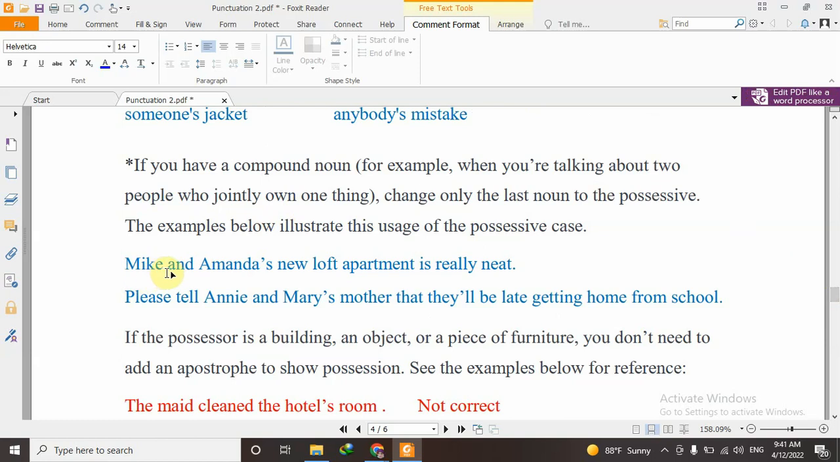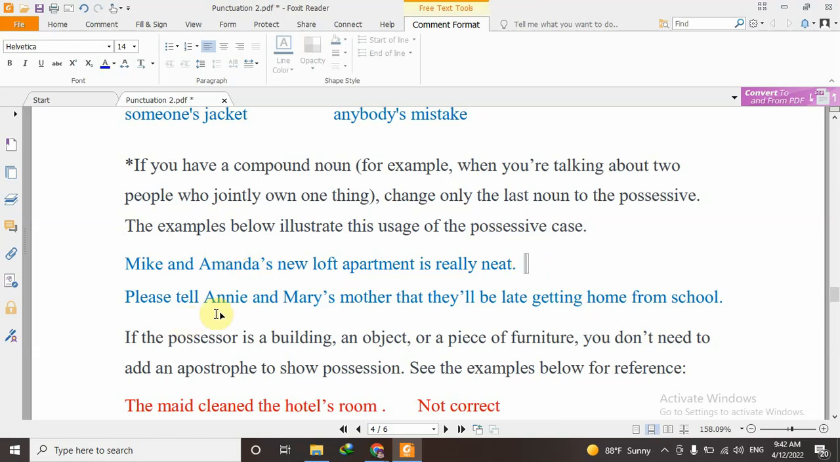Just like this: Mike and Amanda's new loft apartment is really nice. I don't say Mike's and Amanda's new loft. No, just the last name. If Amanda is the last name, I add the possessive 's and the apostrophe to it. If I say it the other way, Amanda and Mike's, then Mike is second, so Mike gets the apostrophe and the possessive s.